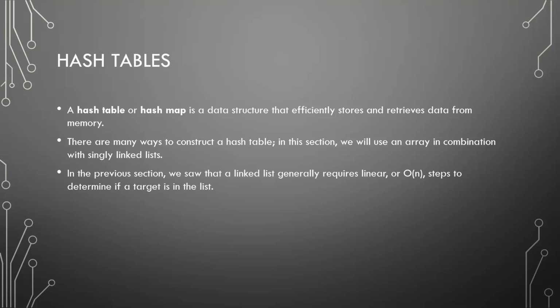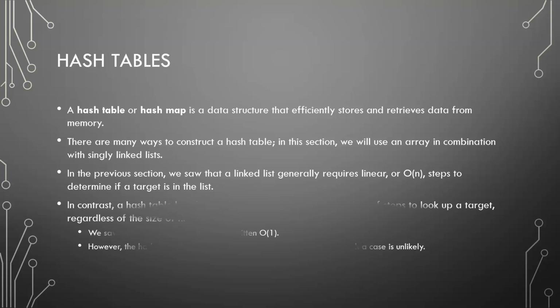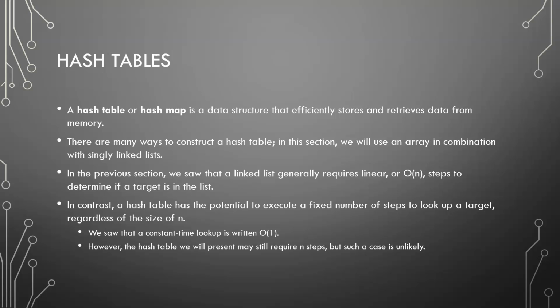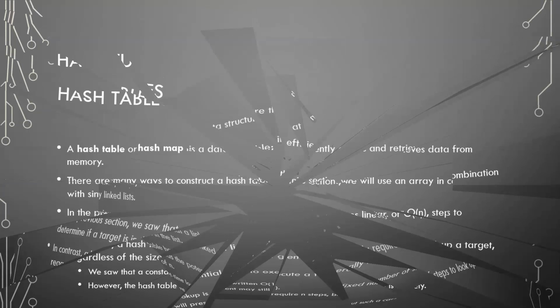Now, in the previous lesson, we saw that a linked list generally requires linear, or big O of n, steps to determine if a target is in the list. In contrast, a hash table has the potential to execute a fixed number of steps to look up a target regardless of size n. We saw that a constant lookup time is written as big O of 1. However, the hash table we may present here today may still require n steps, but ultimately such a case is pretty unlikely.